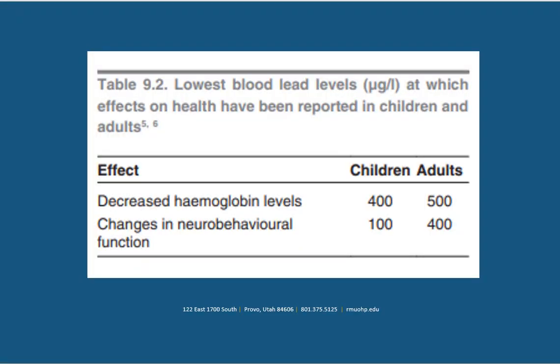Here is table 9.2 from your text, illustrating that the levels which lead to decreases in hemoglobin and changes in neurobehavioral function are at a much lower level in children than they would be in adults.